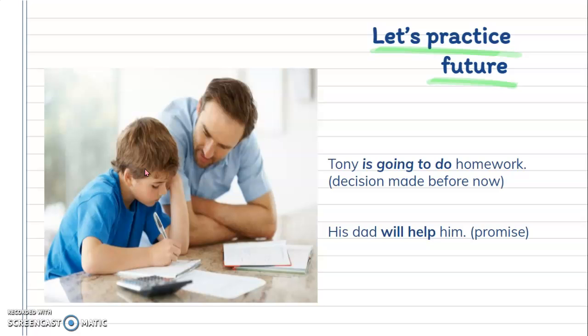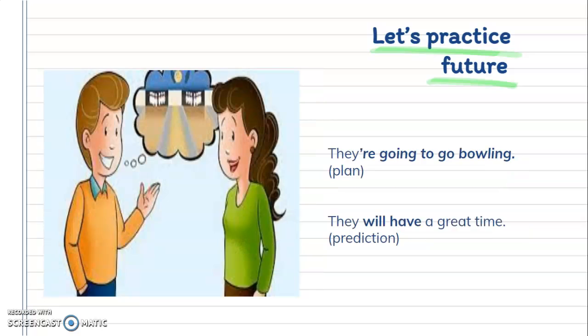Tony is going to do homework. This is a decision he made before now. His dad will help him. This is a promise. They're going to go bowling. This is their plan. They will have a great time. This is a prediction.